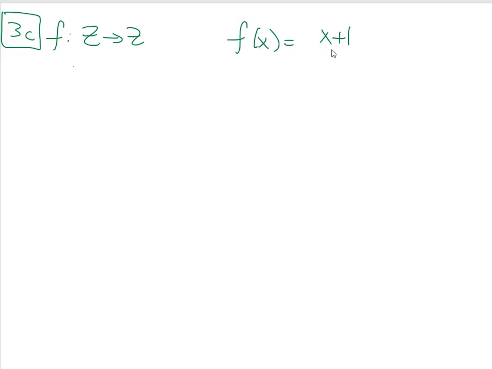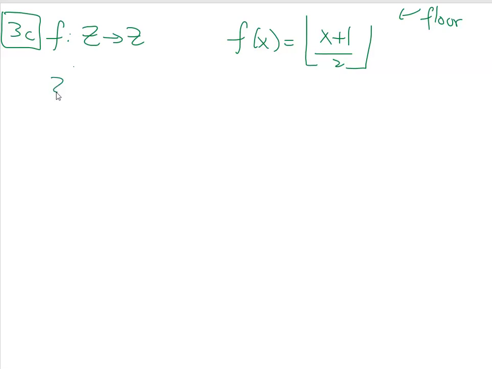Okay, so let's discuss another function from the worksheet. Now this function is 3c, and in this function, this is again a mapping. F is a mapping from Z to Z, and f of x is the floor of (x plus 1) divided by 2. So this is again a floor function. These lines represent the floor. We've discussed the concept of floor and ceiling in one of the previous videos.